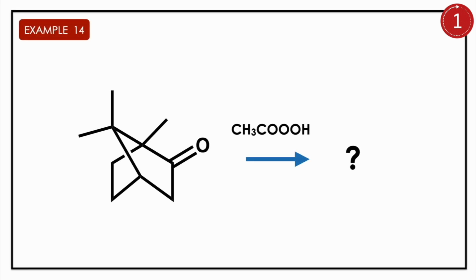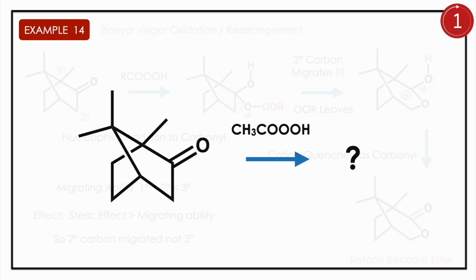Then the next example. Here you have a bicyclic system, two methyl groups on the bridge carbon, one methyl on an unconnected carbon, and you have a ketone. You are using the peracid. You should find what will be the final product.